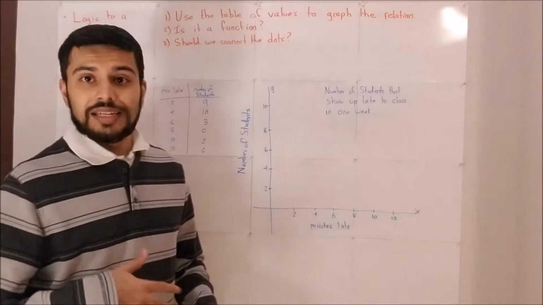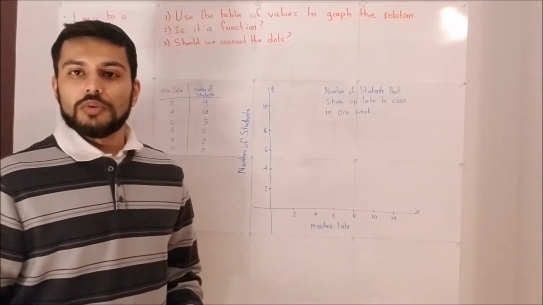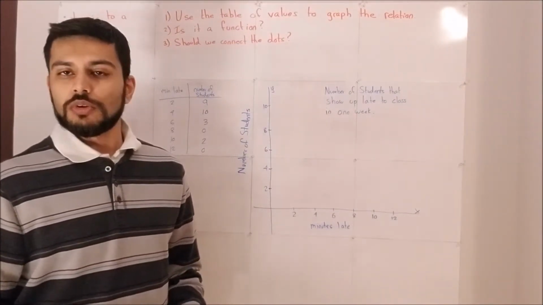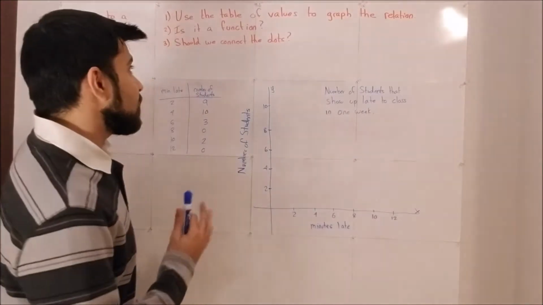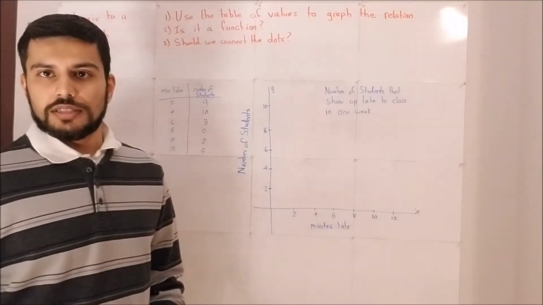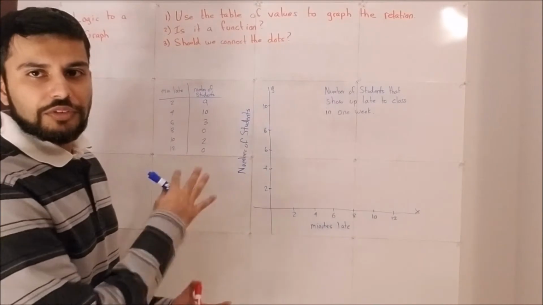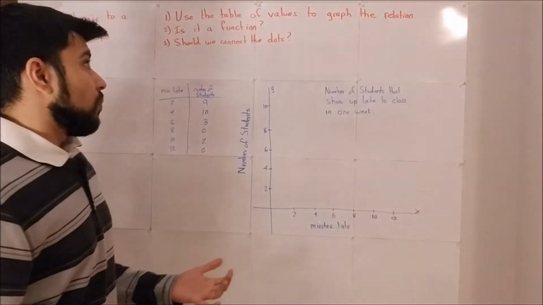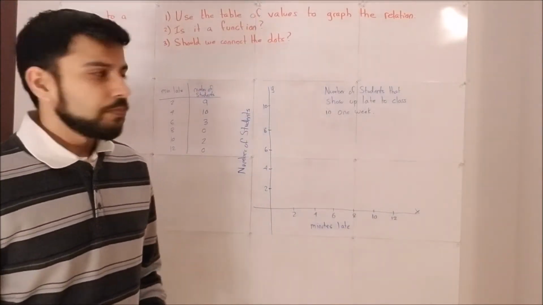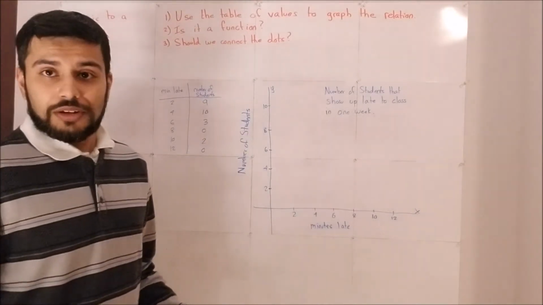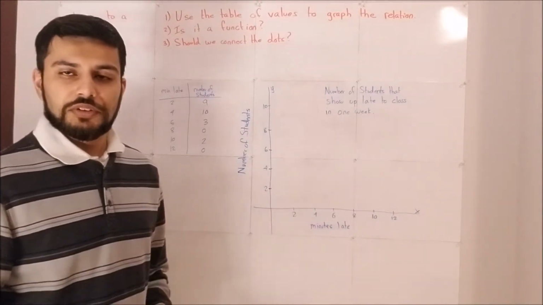Then we're going to look at the last thing we just looked at, which was, is it even a function? So we'll do our vertical line test. And the last thing is that logic step. So we're actually just setting everything up for the very last step, which we need to figure out if we're connecting dots or not. But before we get close to that, we need to graph the information that we have.